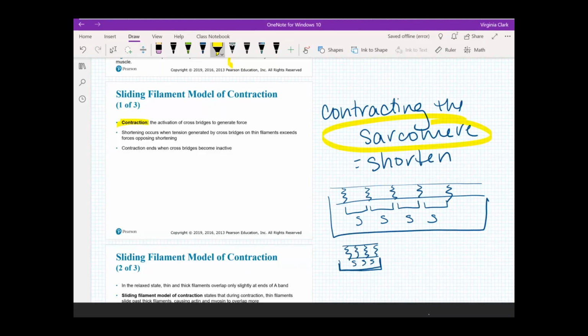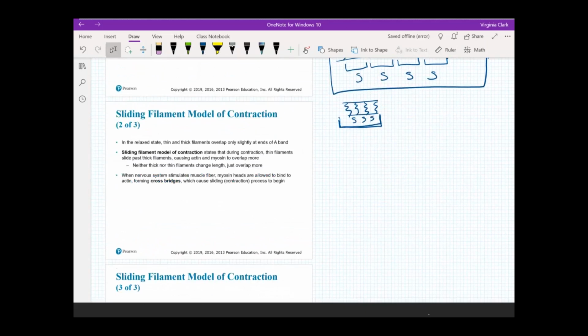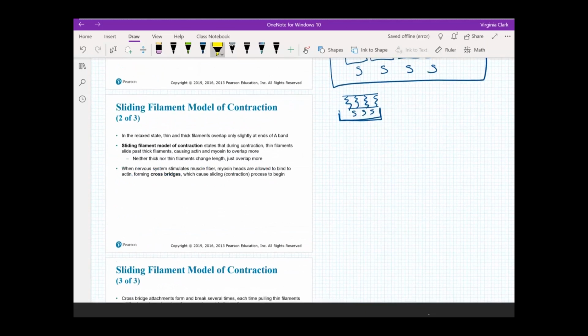And the way that's going to work is called cross bridges. So we're actually going to generate force by creating cross bridges, and it's going to be involving our thin filaments mainly. So we're going to go back to our actin and our myosin real quick. When we are super, super relaxed in our sarcomere, our thick and our thin filaments overlap only slightly at the ends of the A band.